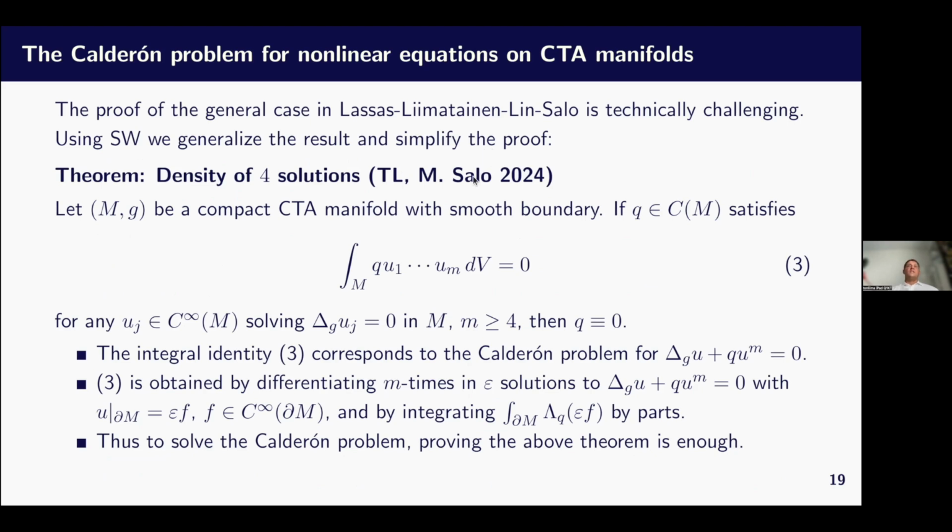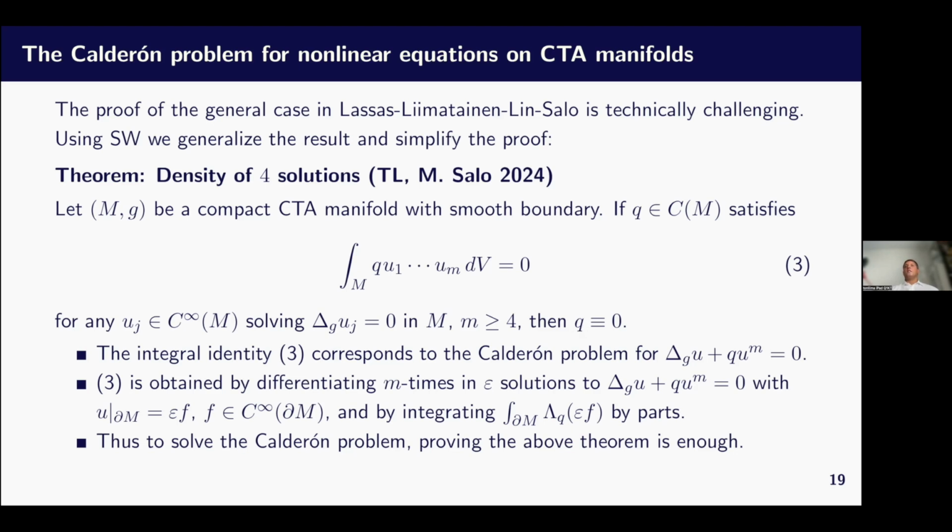So with Salo this year, we proved the following theorem. I call it density of 4 solutions. So here, let (M,g) be a compact, conformally transversally anisotropic manifold with smooth boundary. Now, if a potential Q, the function Q, satisfies that its integrals against products of m solutions to the Laplace equation, not 2 as previously, is 0, then Q must be 0.